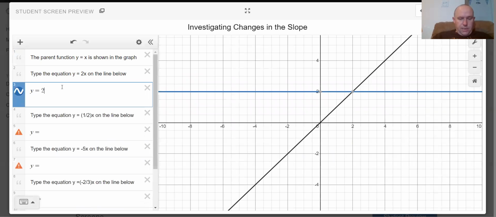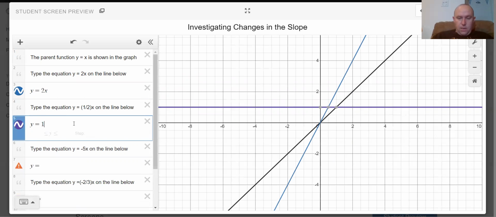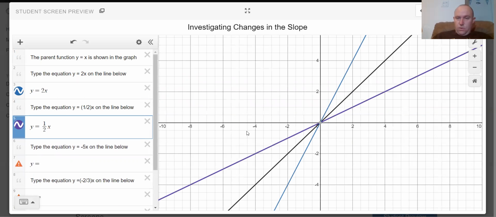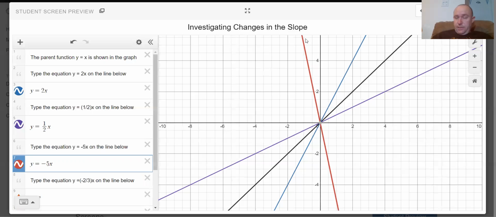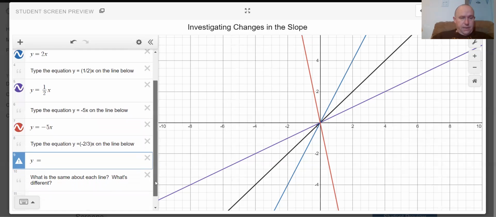And as I type these in, there's 2x, which you can see is steeper than 1x, not surprisingly, because 2 is bigger than 1. 1/2 is smaller than 1, and notice that the slope is lower as well. Negative 5x, you can see actually is a totally different direction, but it's a lot steeper than the one that was 2x. If we look at the slope for negative 5x, you can see that it's much steeper because obviously 5 is bigger than 2, but in a negative direction.